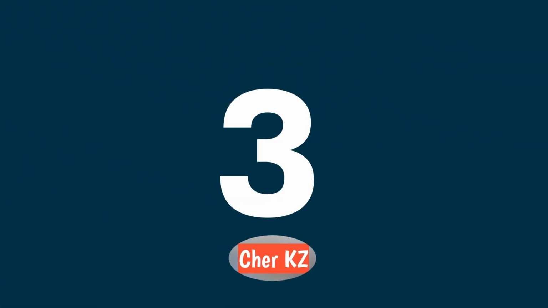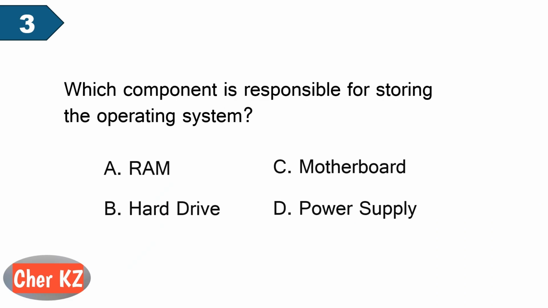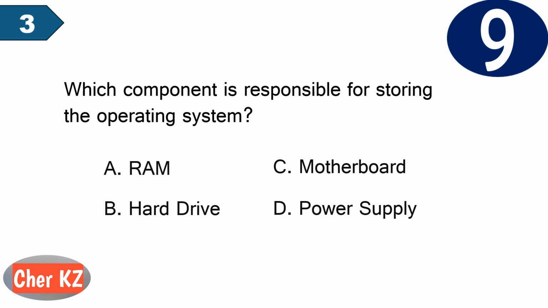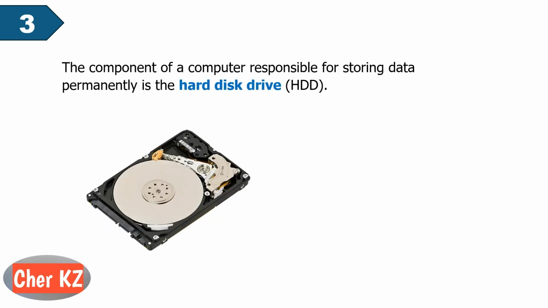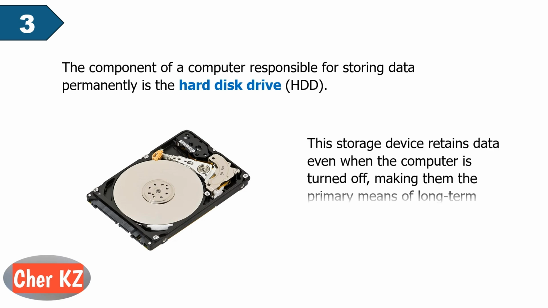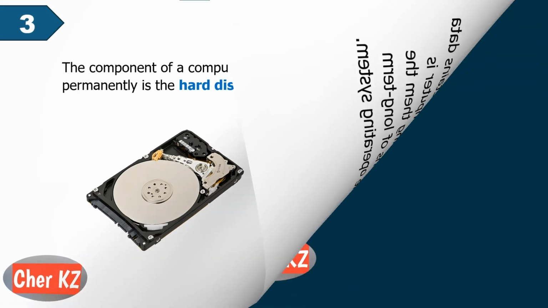Question number 3. Which component is responsible for storing the operating system? The correct answer is letter B. Hard drive. The component of a computer responsible for storing data permanently is the hard disk drive. This storage device retains data even when the computer is turned off, making them the primary means of long-term storage for the operating system.